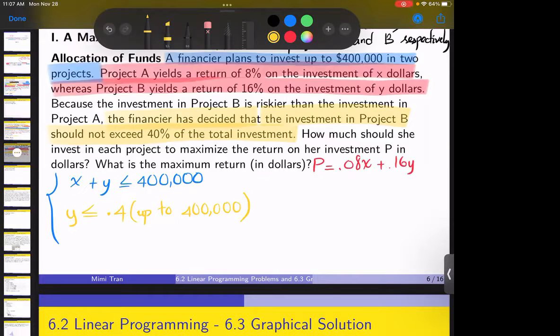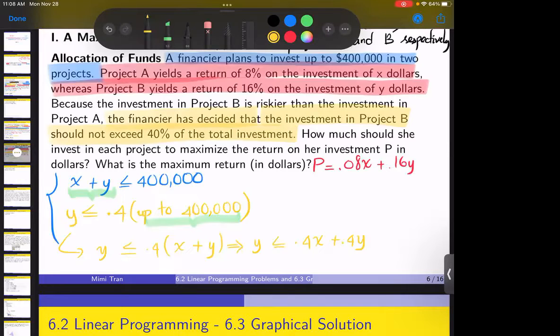All right, now the harder part is up to $400,000. I think the left hand side meant up to. Yeah, first one. That's x plus y, right? So this becomes y is less than or equal to 0.4 times x plus y. Don't leave it like that. Clean it up a little bit. y less than or equal to 0.4x plus 0.4y.